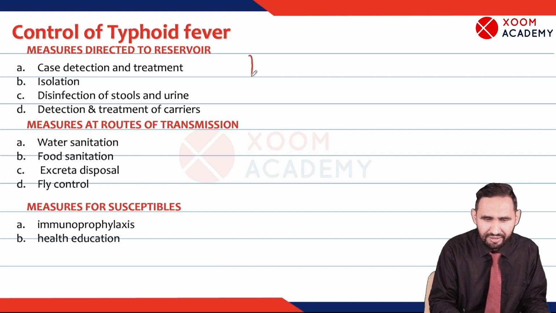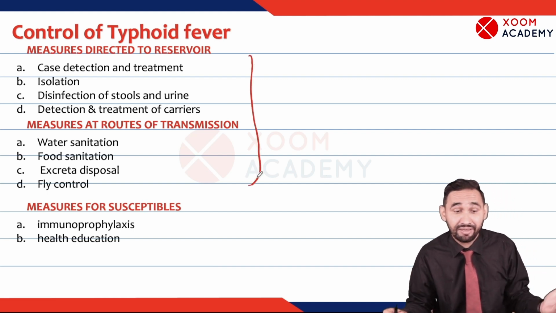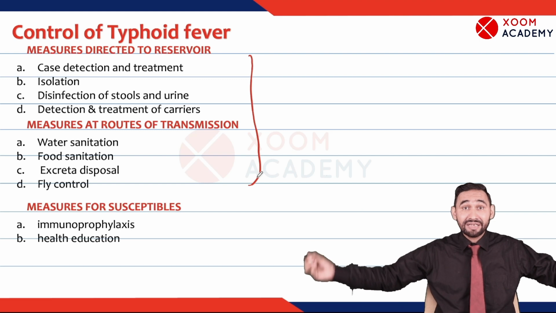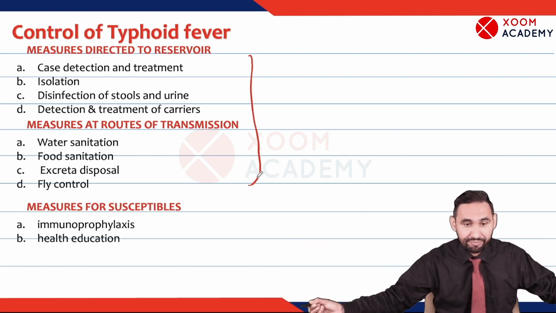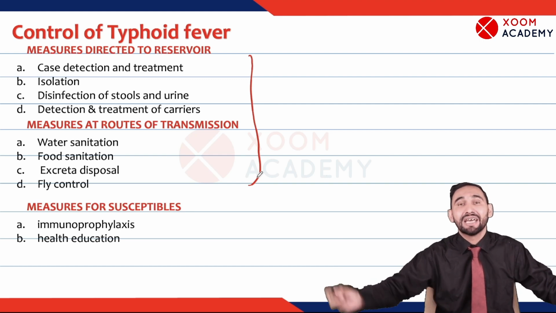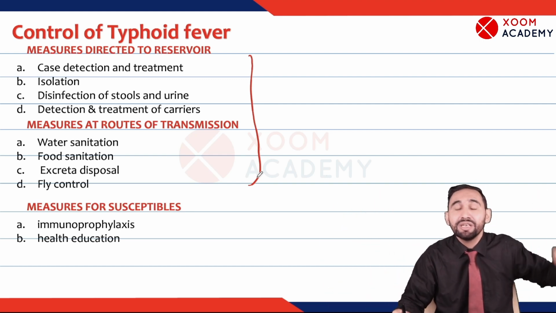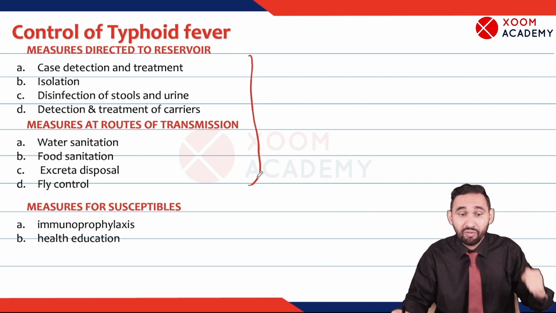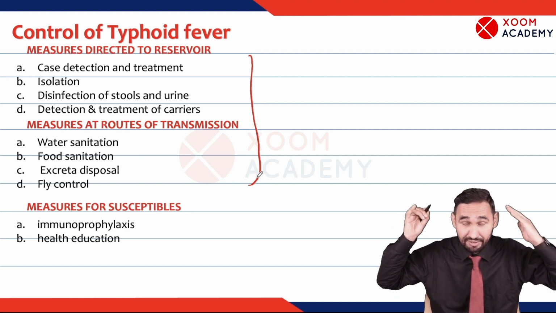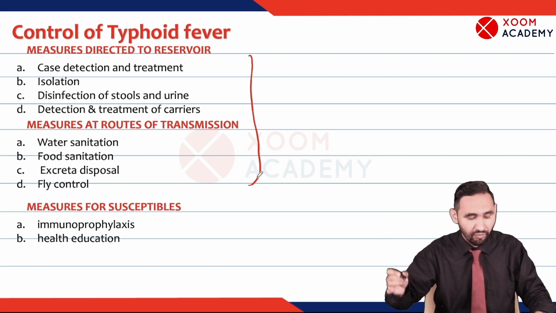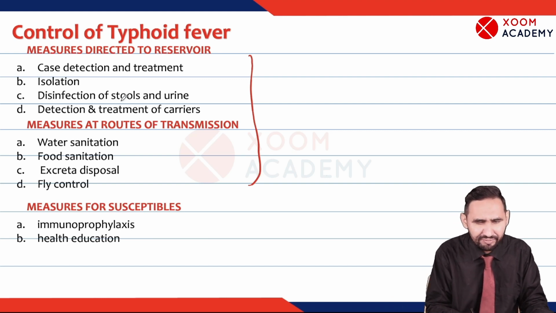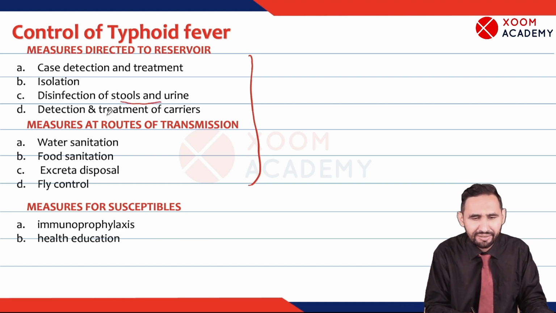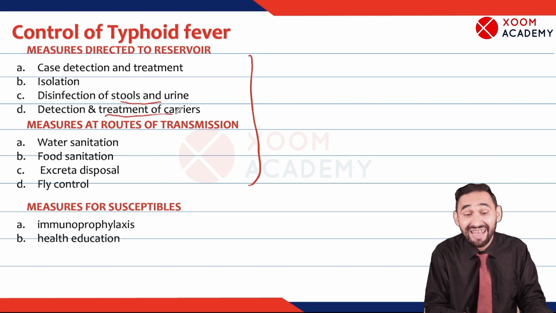This is a university question: we need to detect the case and treat. How to detect the case? By blood culture, by CBC, by clinical features. Then we need to give them ciprofloxacin. We need to give them paracetamol. We need to give them proper food. We need to hydrate them. Then disinfection, most important. Then we need to detect and treat carriers.